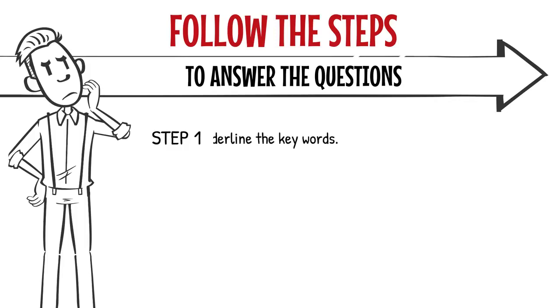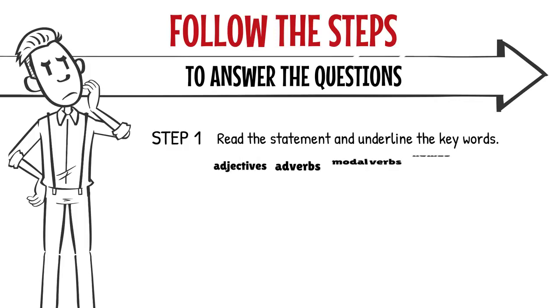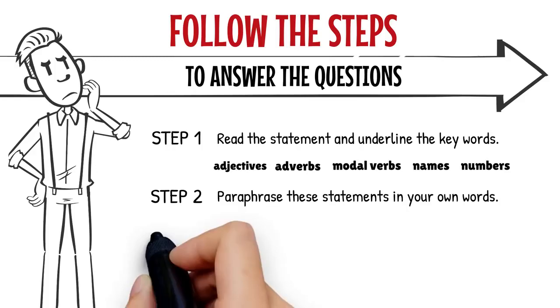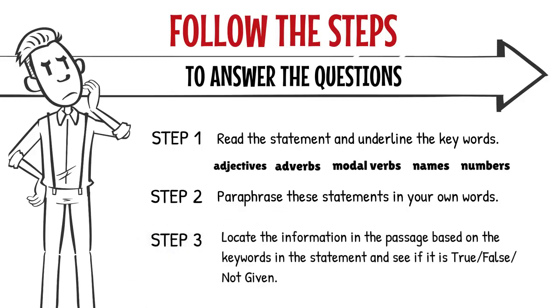So here are the steps you should follow to answer the questions. Step 1. Read the statement and underline the keywords. These could be adjectives, adverbs, modal verbs, and also names and numbers. Step 2. Paraphrase these statements in your own words. This will make it easier for you to locate the information. Step 3. Locate the information in the passage based on the keywords in the statement and see if it's true, false or not given.